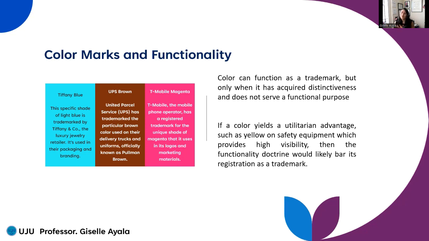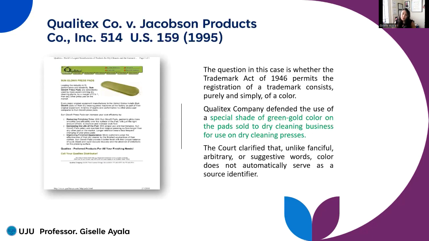So remember, color may yield a utilitarian advantage, like yellow for safety or maybe red for certain warnings. Therefore, in general, the functionality doctrine bars trademark protection, but there is no per se rule regarding the protection of color as a trademark. It might get protection if it has acquired distinctiveness.